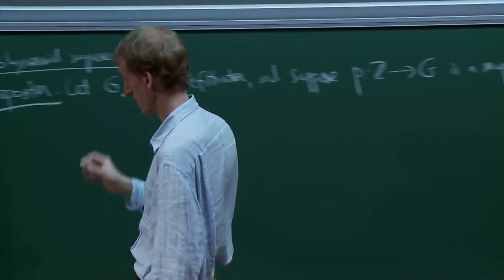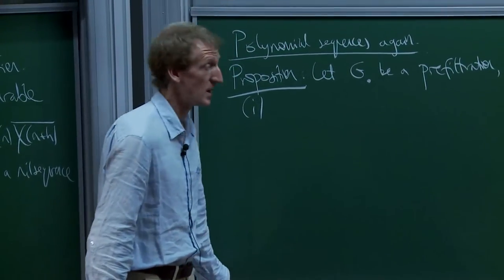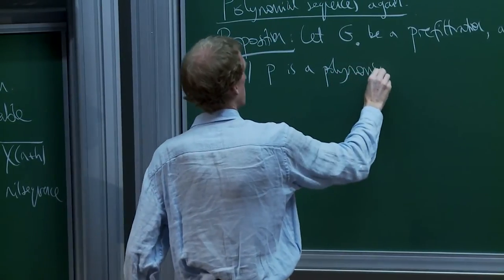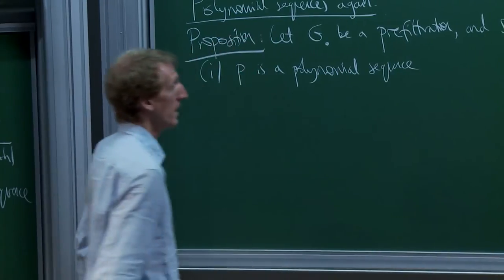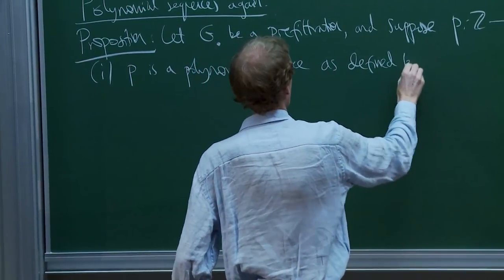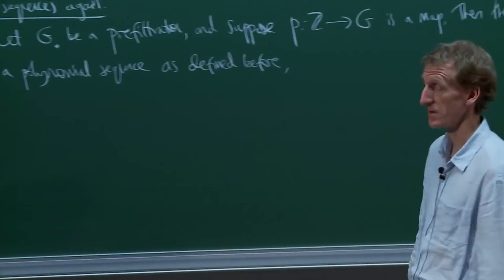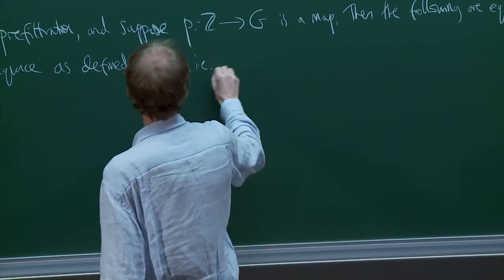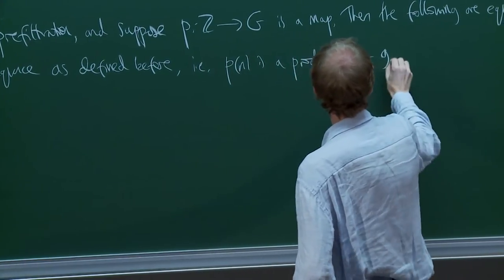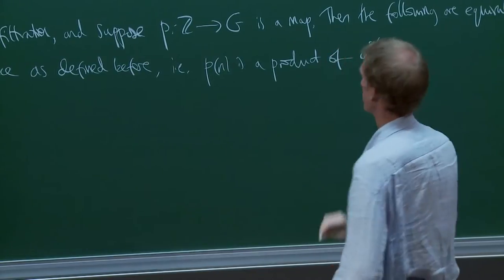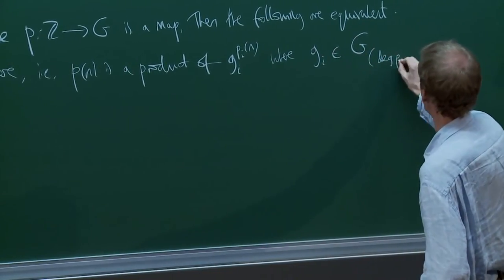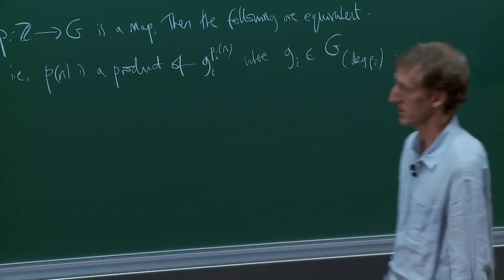So first of all, G is a polynomial, P is a polynomial sequence in the sense that I defined before. That is to say that P of n is a product of g_i to the p_i(n), where g_i is in G of the degree of p_i. So that's the definition we saw before.